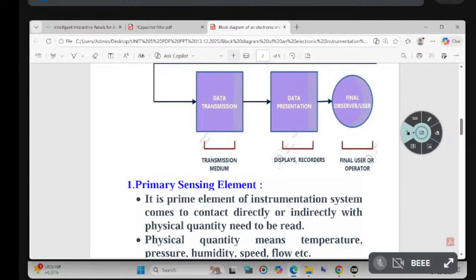So the primary element of an instrument system comes into contact directly or indirectly with the physical quantity which is to be read. The examples are temperature, pressure, humidity, speed, flow, whatever it may be. That is called the primary sensing element.